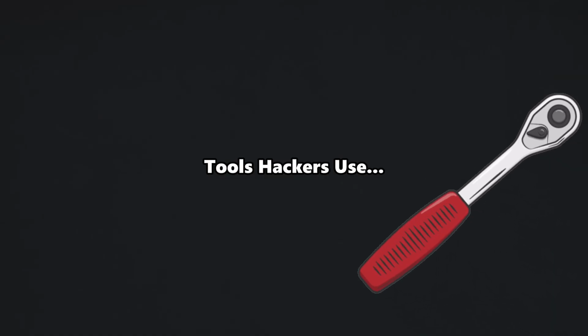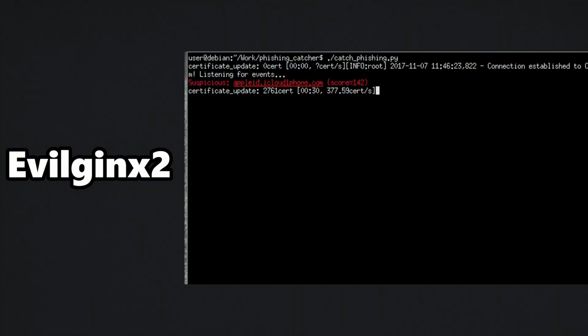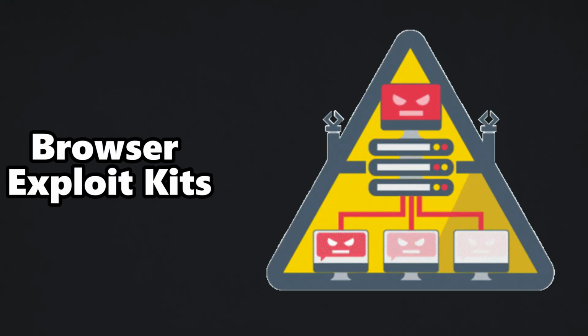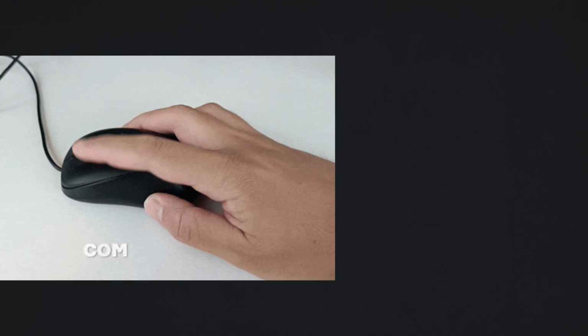Tools hackers use: Evilginx 2 for capturing real-time tokens, Modlishka for creating realistic phishing portals, browser exploit kits for injecting malware at the click. And the scary part, it's not about if you'll click, it's about when.